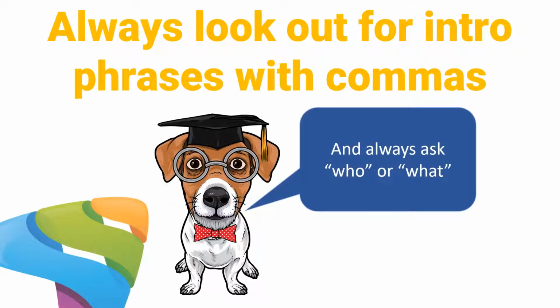Always look out for intro phrases with commas. They come up all the time on the test, and we like that because they're pretty easy to diagnose. Just always ask who or what, and that's the thing that we want immediately after the comma. Okay, very nice job. So the big takeaway here is intro phrases with commas. They're everywhere on the test, and also they're either right or they're wrong. So they're this great tool for you to immediately eliminate wrong answer choices and move very quickly through sentence correction questions.